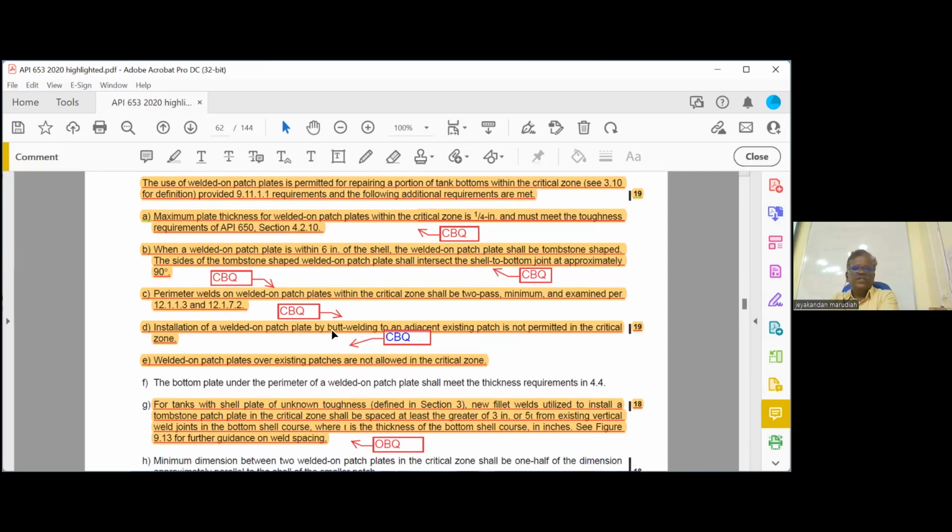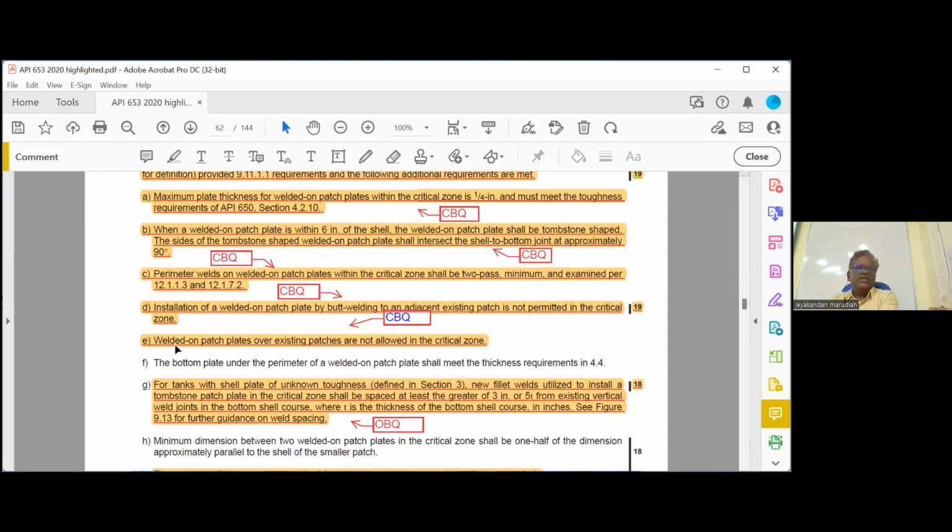Installation of the weld-on patch plate, or any butt welding to adjust an existing patch, is not permitted in the critical zone. That is also important. Weld-on patch plate over the existing one is not allowed in the critical zone. That is, you cannot put the patch plate over another patch plate. You cannot weld it to nearby patch plates by butt welding. These are not allowed in the critical zone.